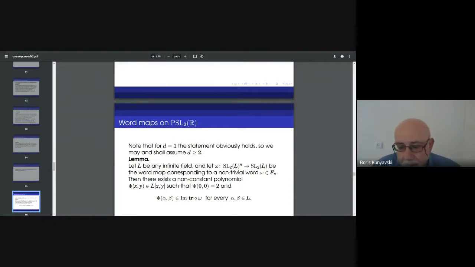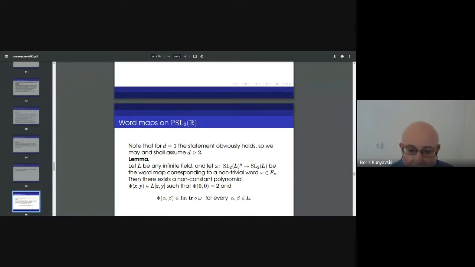The first one is not so obvious, I'll prove it. The second one is well known. I'll tell you the general version. Our field is not necessarily a real field. There is nothing particular here. Any infinite field, that's why I changed notation. Omega is any word map.